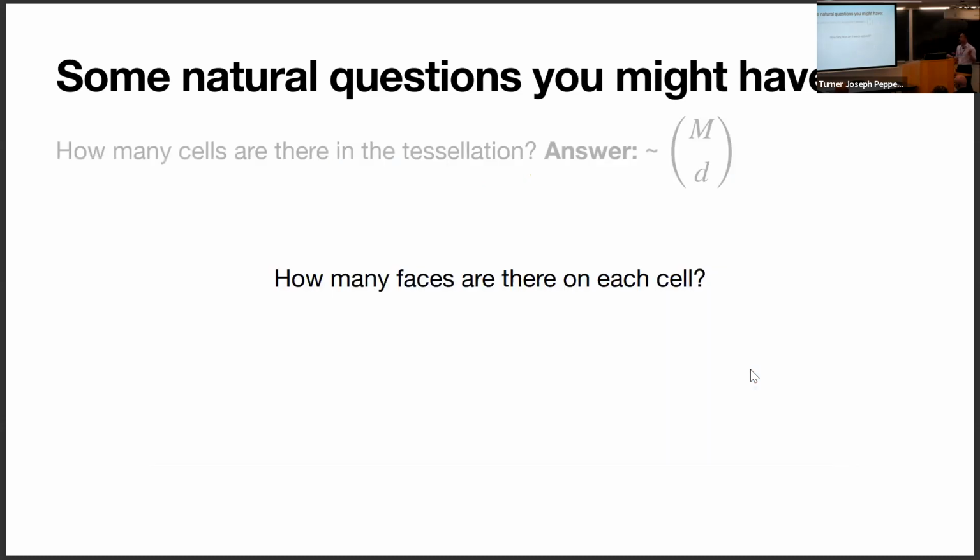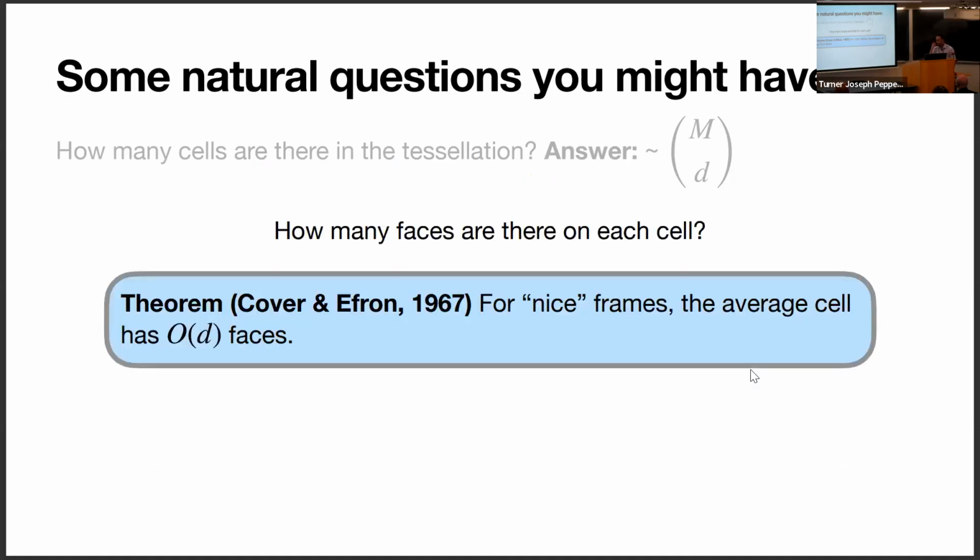Another question you might have, well, how many faces are on a cell in this tessellation, right? For any cell. Turns out there's an answer for this as well. Cover and Efron will give it to you for any frame. That's nice, right? It has to be in general position, but there are no distributional assumptions on the vectors. They say, if you take a cell from this tessellation at random, so a random draw of the cell, but the frame is allowed to be deterministic, then you can expect on the order of d faces, which is quite nice.